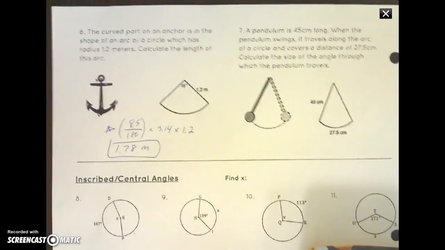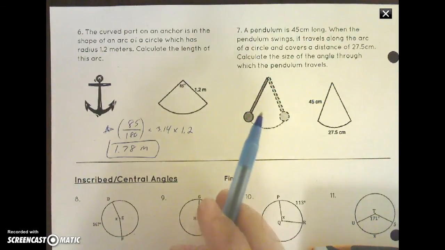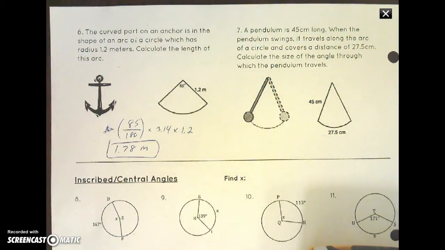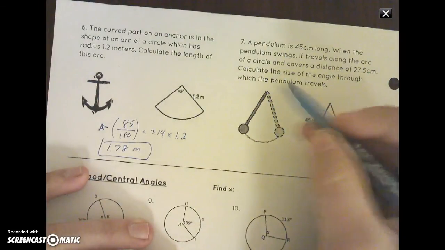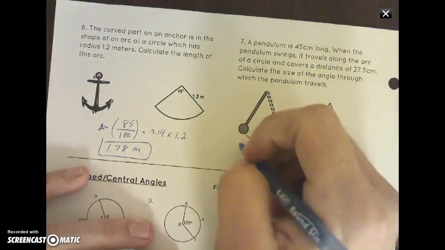Okay. A pendulum is 45 centimeters long. When the pendulum swings, it travels along the arc of a circle and covers a distance of 27.5 centimeters. Calculate the size of the angle through which the pendulum travels. Now, for this one, okay, it's a little bit different, and this one's going to require you to think a little bit. Here's my arc length formula.